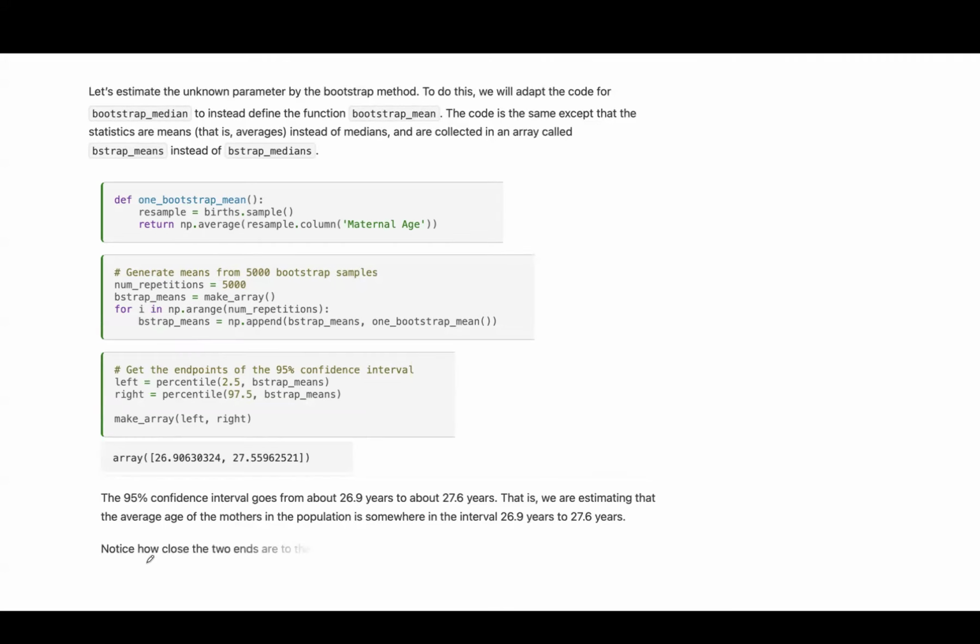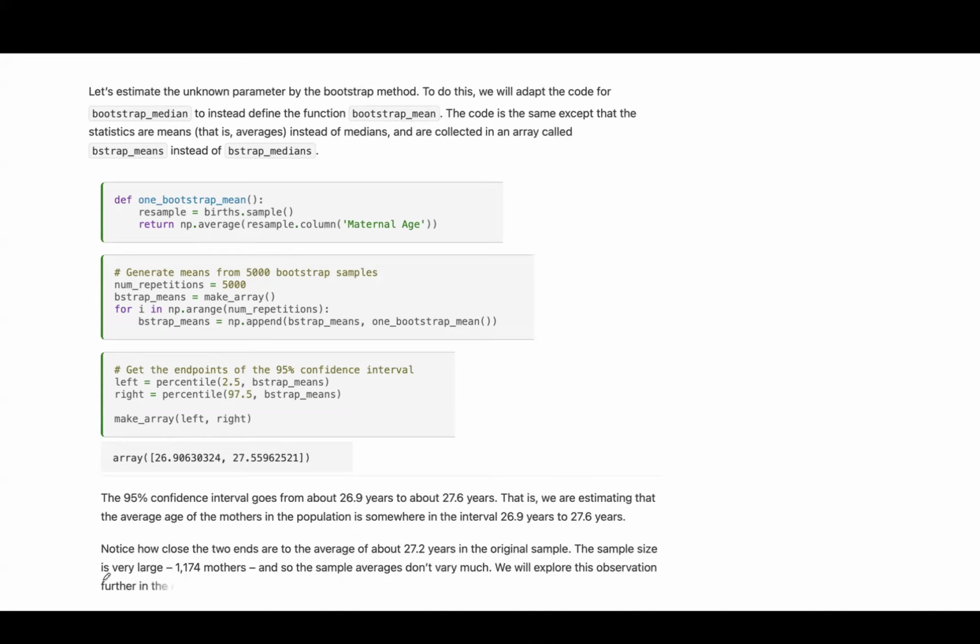Notice how close the two ends are to the average of about 27.2 years in the original sample. The sample size is very large. We have 1,174 mothers. And so the sample averages don't vary much. We're going to explore this observation further in the next chapter.